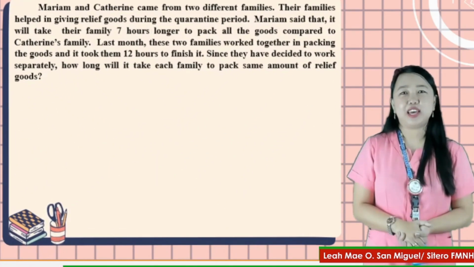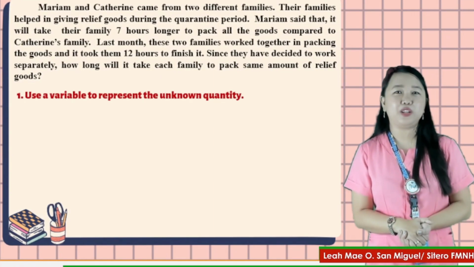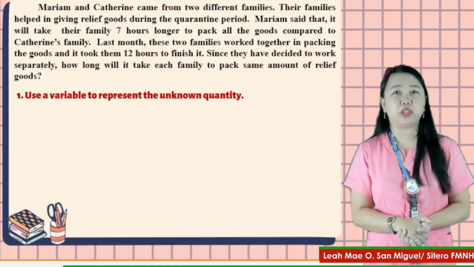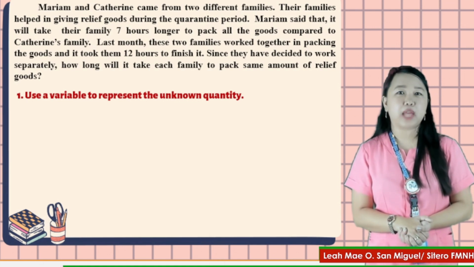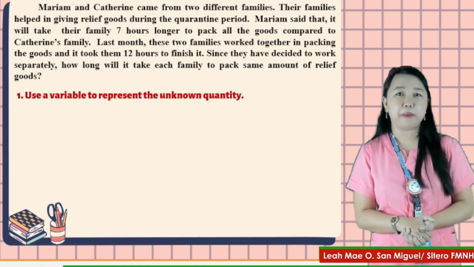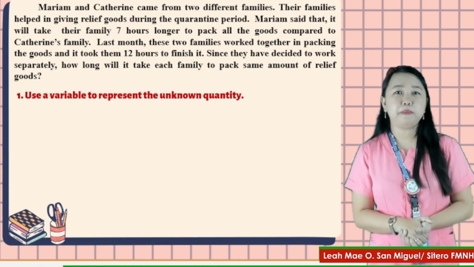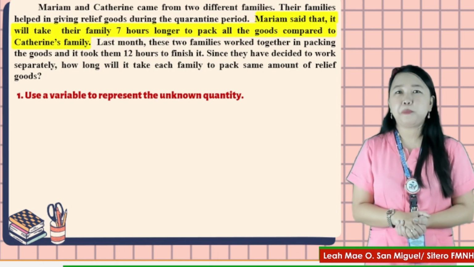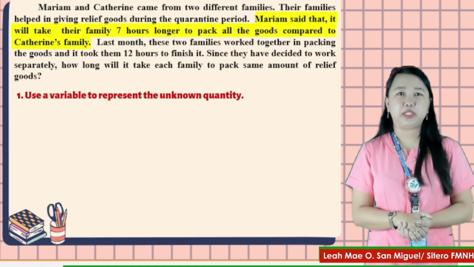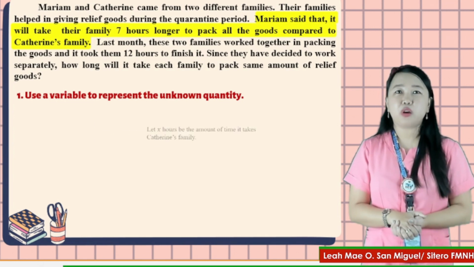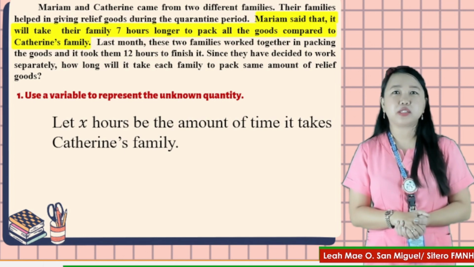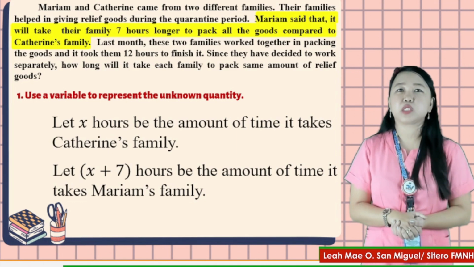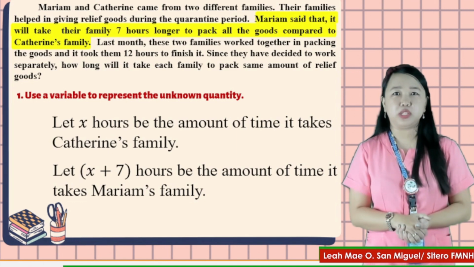Step 1. Use a variable to represent the unknown quantity. The amount of time Mariam's family will finish packing the relief goods depends on the amount of time Catherine's family will pack the same amount of relief goods. In the problem, it mentioned that Mariam's family will take 7 hours longer to pack all the goods compared to Catherine's family. Then, we let x hours be the amount of time it takes Catherine's family and let x plus 7 hours be the amount of time it takes Mariam's family to pack relief goods.